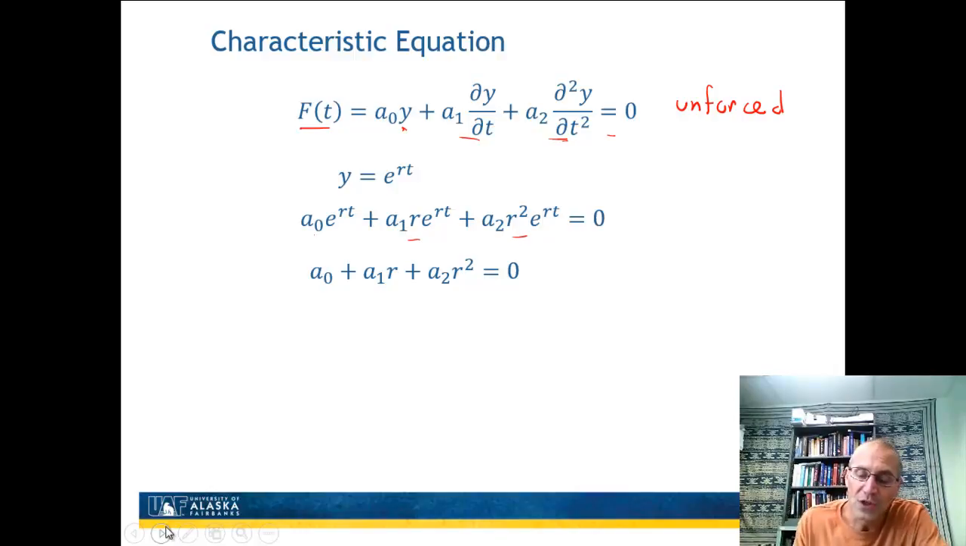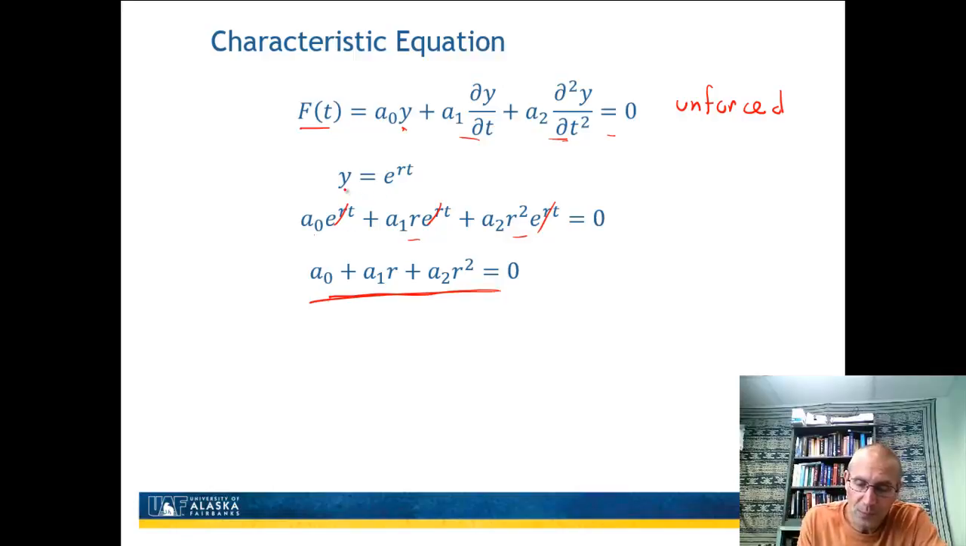And what I want to do now is figure out what my solutions are for r. What I end up with is what's called the characteristic equation, where I have a0 plus a1r plus a2r squared equal to 0. Then I want to determine what my values of r are by solving this characteristic equation. You can see it because you just cancel out e to the rt from this equation and end up with that.